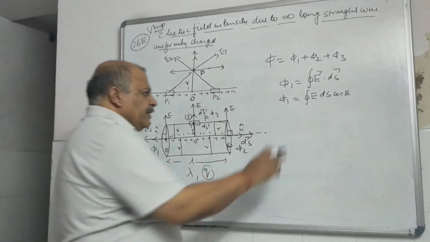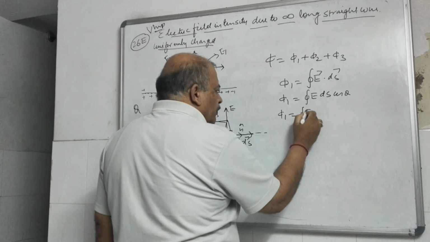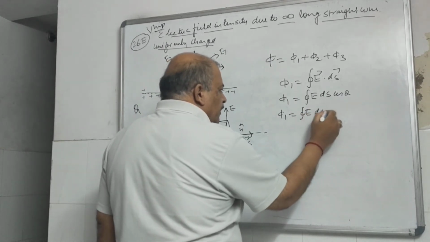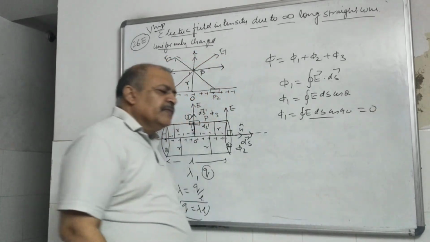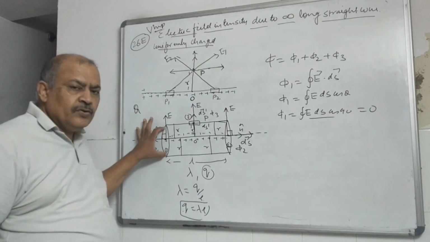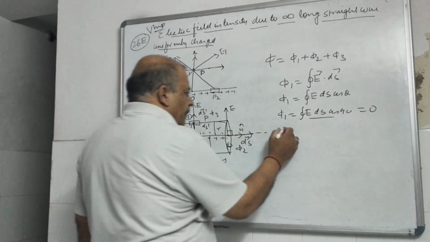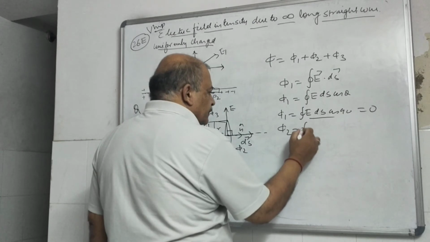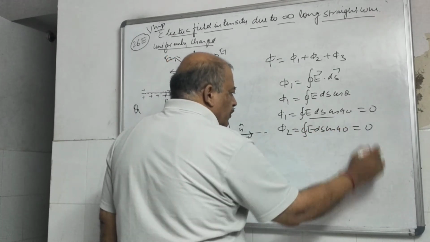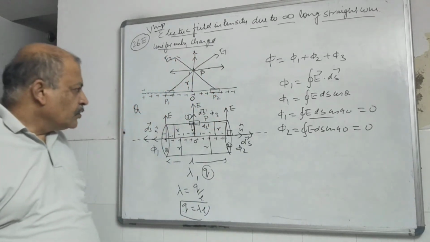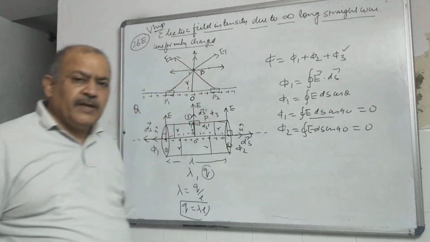So what is the angle between E and ds? 90. So what will happen to this part? E ds cos 90. So this part will become 0. So this surface will not contribute in any of the flux. Similarly, this surface phi 2, E ds cos 90. So this too will not contribute in the flux. So only the third curved surface will contribute in the flux.